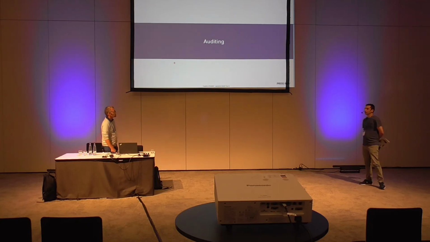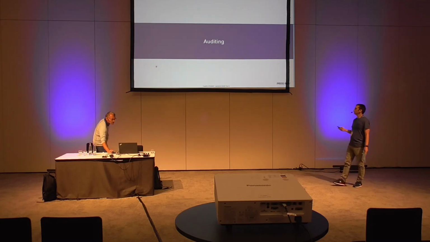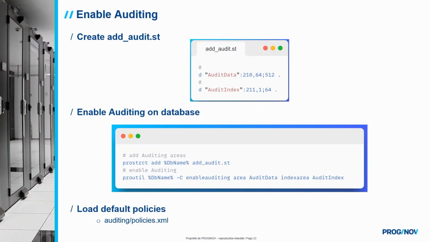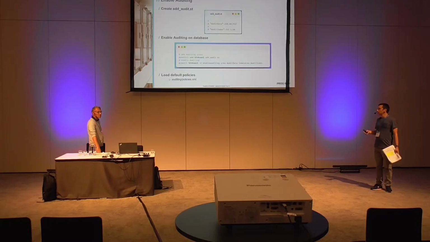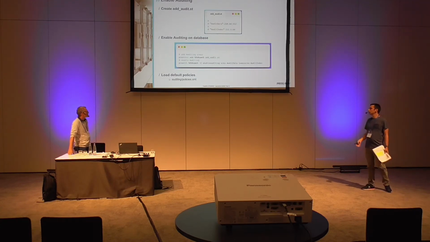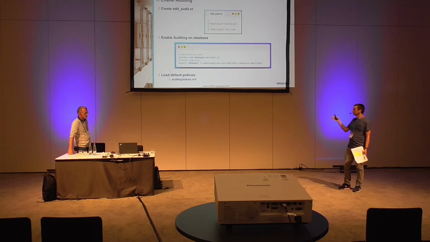So now we'll see how to enable auditing. It's pretty similar to CDC. The first thing we have to do is to add two new areas in our database, and then we have to run the proutil command, passing the two area names to the command. And then we have to load the default policies from the OpenEdge install directory, so from the file auditing/policies.xml.